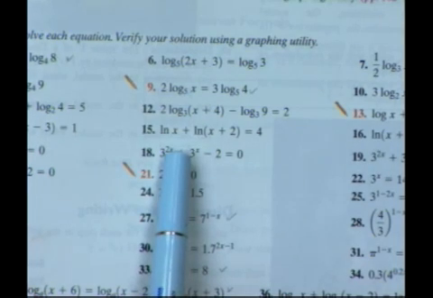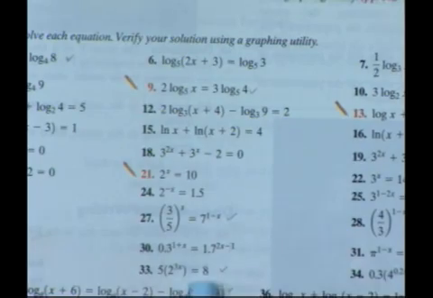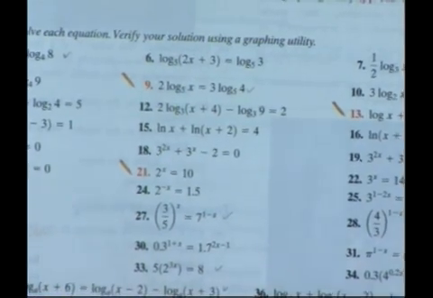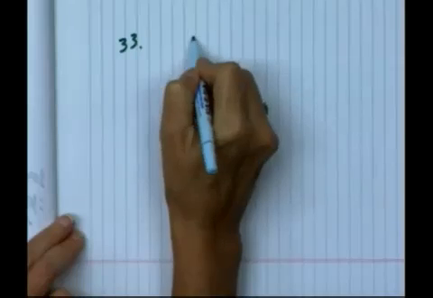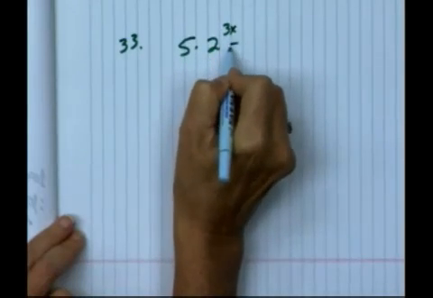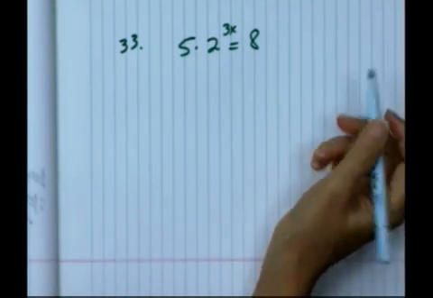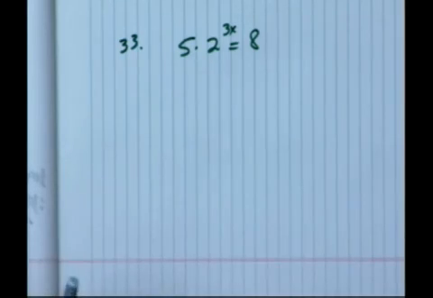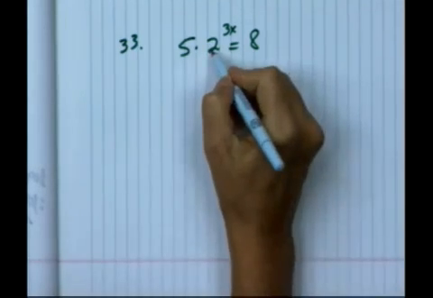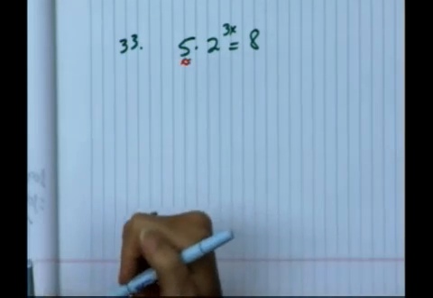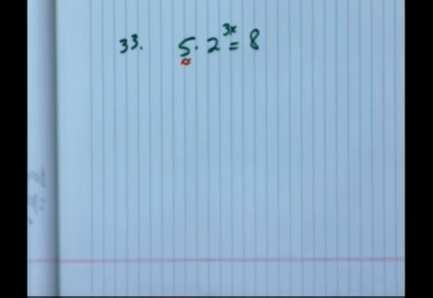Nobody did. Okay, number 33. Next question was number 33. This is an exponential equation: 5 times 2 to the 3x equals 8. Can I jump right on converting to log form? No, because it's not a 1 in front of the base with the exponent. Not a 1 there. What's the first step, everybody?